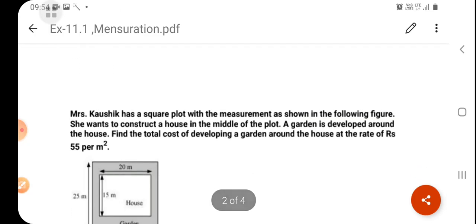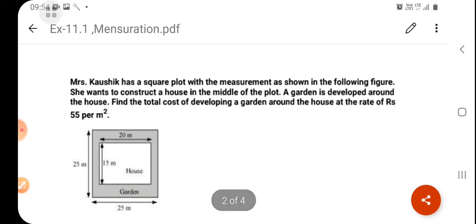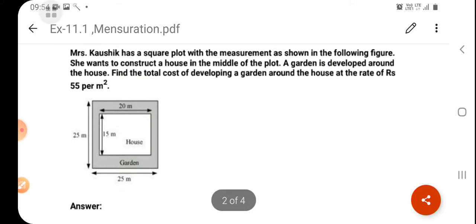Question number 2. Mrs. Kaushik has a square plot with the measurements as shown in the following figure. She wants to construct a house in the middle of the plot. Garden is developed around the house. Find the total cost of developing a garden around the house at the rate of rupees 55 per meter square. Now you can see the house and the garden. The measurements are given here. The house measurements are 15 meter and 20 meter and the plot measurement is 25 meter. So the plot is in a square shape and the house is in a rectangular shape.